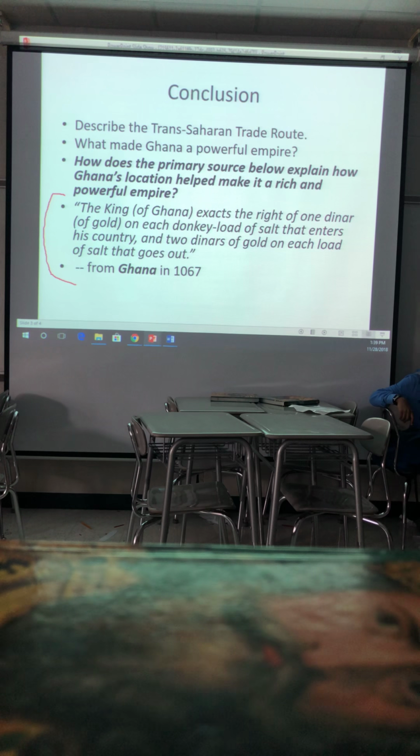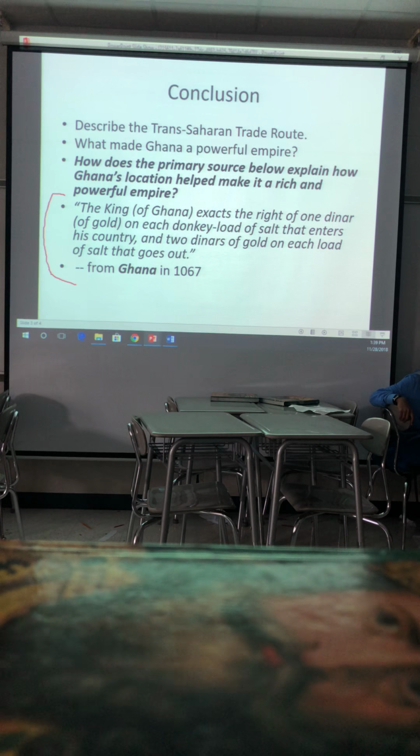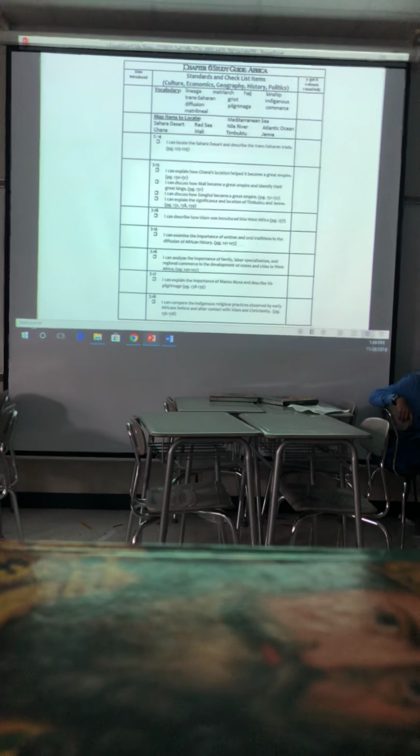What is making them money? What is making them rich and powerful? Clearly, if someone is charging for a donkey load of salt and a donkey load of gold, that's making a lot of money. All right, so moving on to Mali.